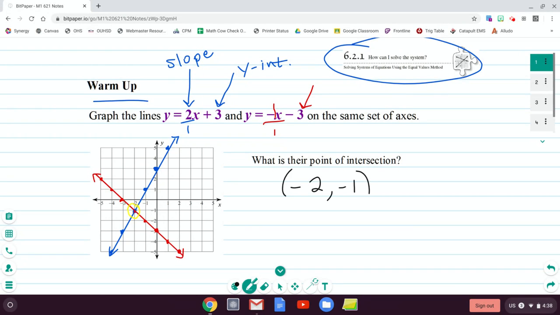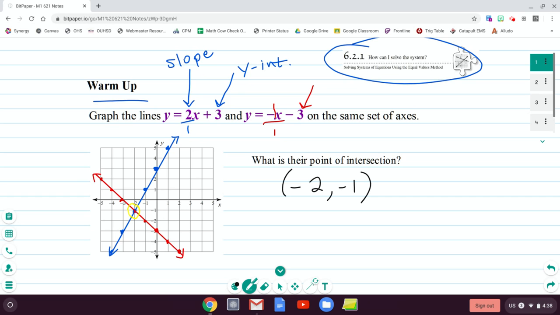-2, -1. There we go, is the point of intersection. Cool? So this was a review of graphing lines. We're going to need it for this week's stuff. Okay, ready? Let's do it.